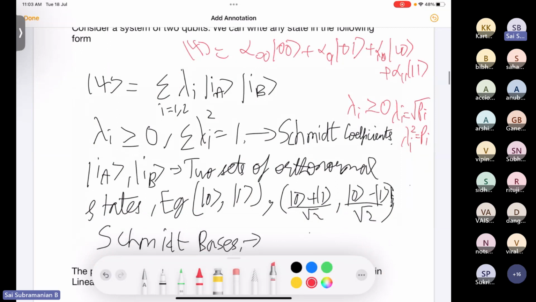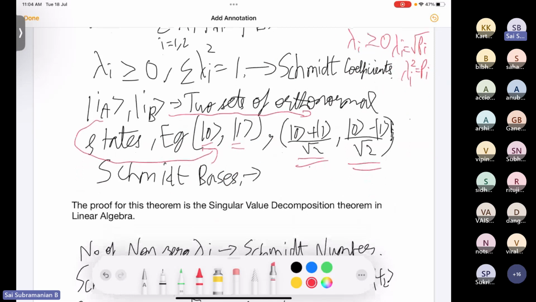And now what are iA and iB? iA and iB are 2 sets of orthonormal states. They can be the same states that we are dealing with, 0 and 1. They can also be some other orthonormal states, say x plus and x minus, 0 plus 1 by root 2 and 0 minus 1 by root 2. And iA and iB can be 2 different things. For example, iA can be this and iB can be this. They don't have to be the same orthonormal states. And that gives us a definition.